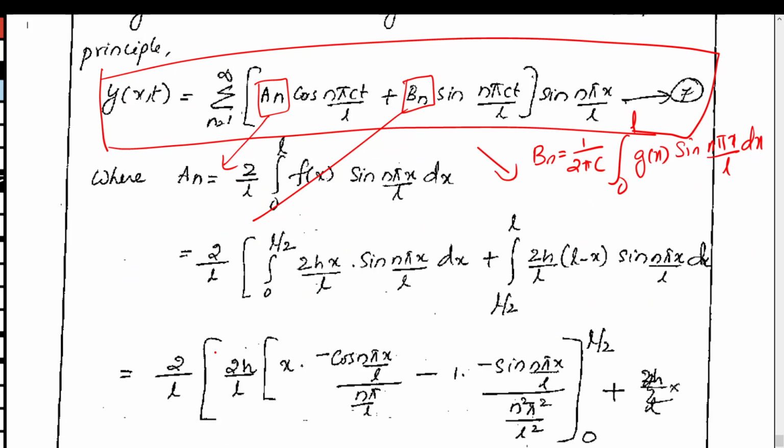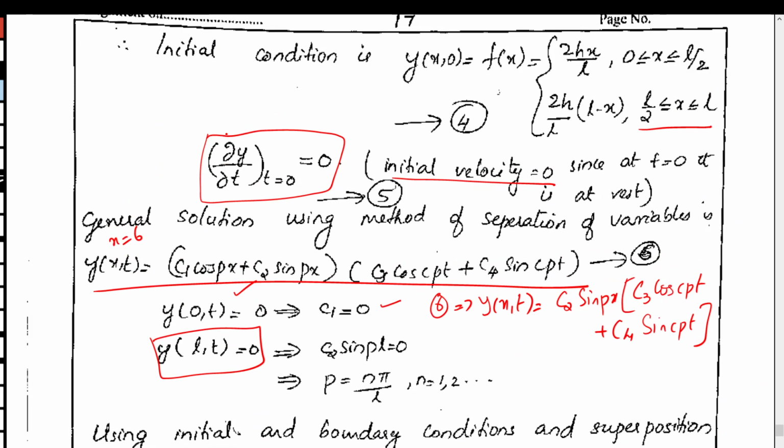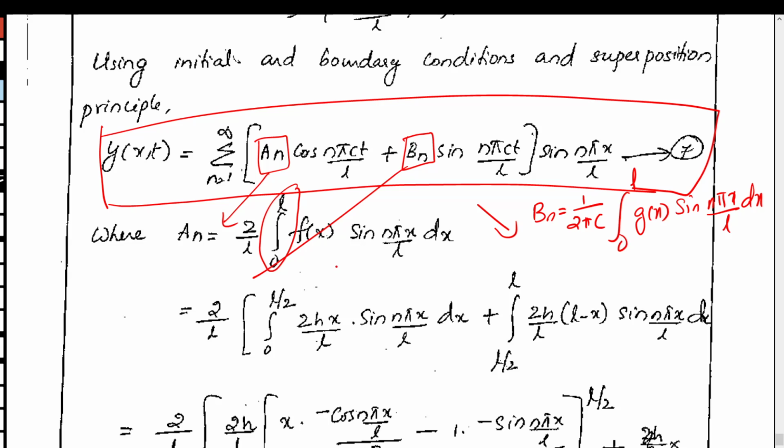Now let us substitute the value of f of x over here. To substitute that, first we should split the integral from 0 to L, because f of x is split at the point L by 2. Therefore, the integral also should be split at the point L by 2. Then integral 0 to L can be written as integral 0 to L by 2 plus integral L by 2 to L.